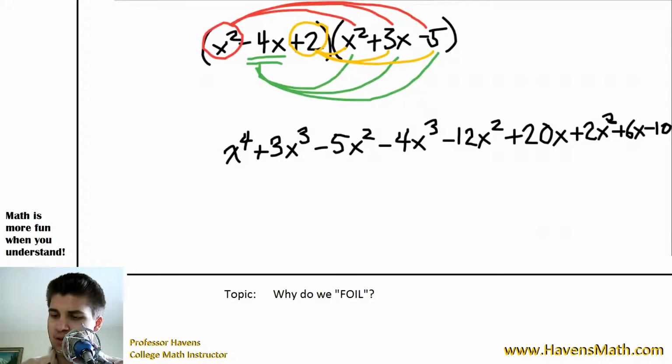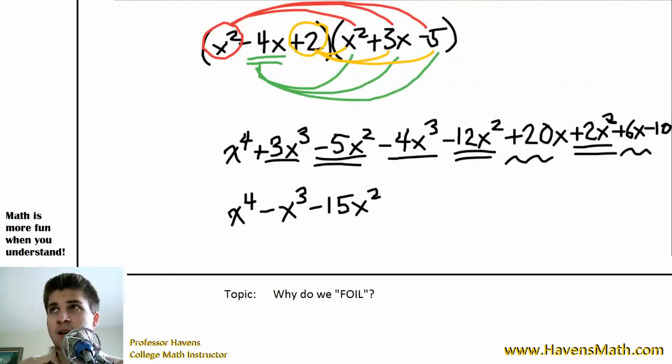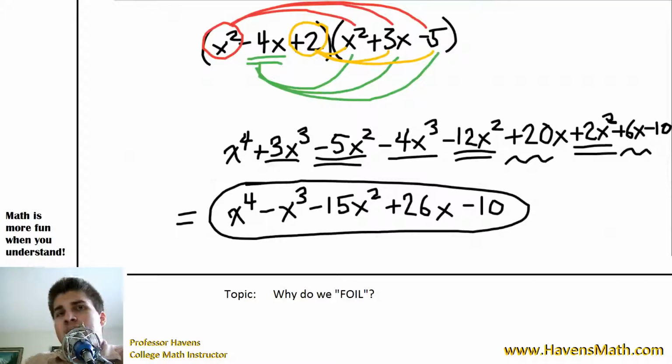In this case, there's only 1 x to the fourth term. There's 2 x cubed terms, so we could add those together. 3 minus 4 would make negative 1x cubed. Then we have 3 x squared terms. We could add all those together. Negative 5 plus a negative 12 is negative 17, plus 2 is negative 15x squared. We have 2 x terms. 20 plus 6 is 26x. And then our constant term is all by itself, so that would be minus 10. And then finally, the result of that trinomial times a trinomial would be that as well.